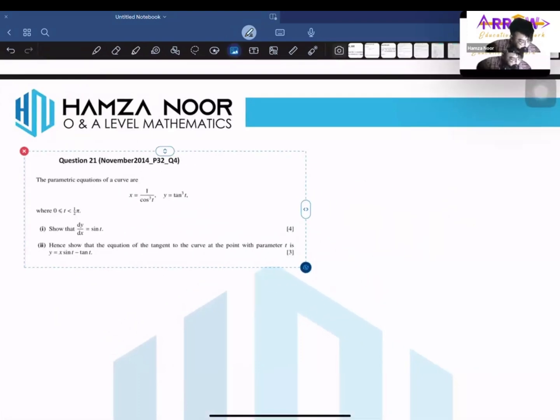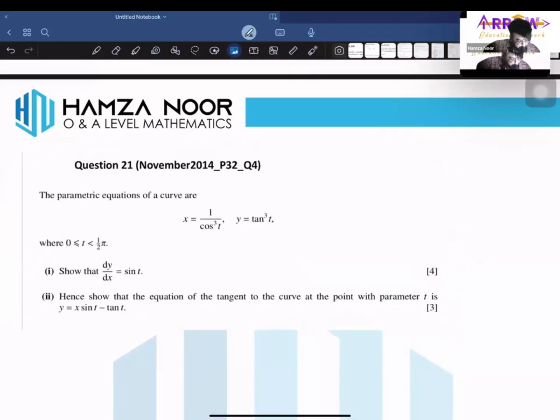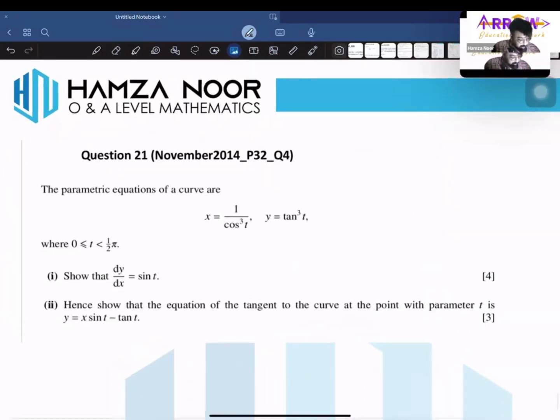In part 2, it is required to show the equation of the tangent. Hence show that the equation of the tangent to the curve at the point with the parameter t is y is equal to x sine t minus tan t. As simple as that. What we know is that the dy over dx function is sine t, and dy over dx basically tells you the gradient function. So t is unknown. We need the equation of the tangent in terms of t.